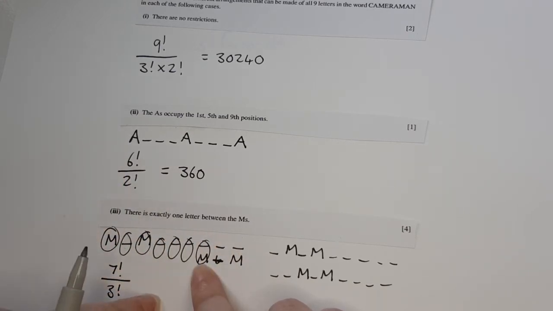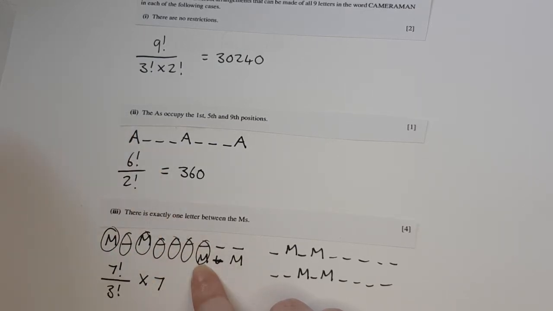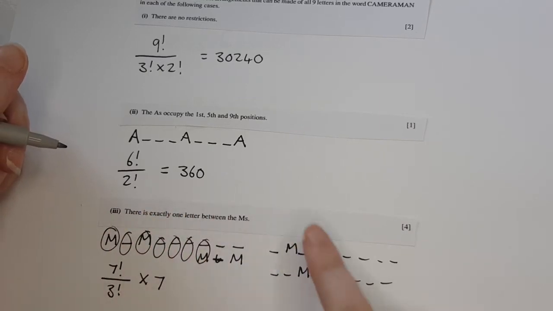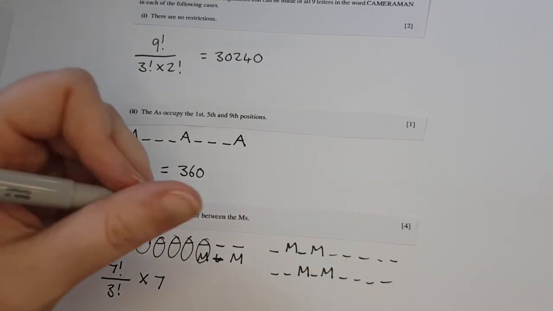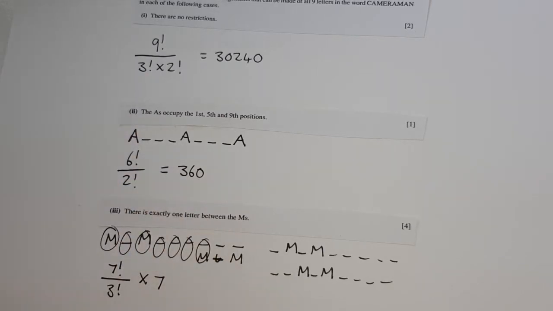So I need to take this and multiply it by those 7 options, because I could move the M all the way around. And when I do that, I'll type that into my calculator and get my final answer.